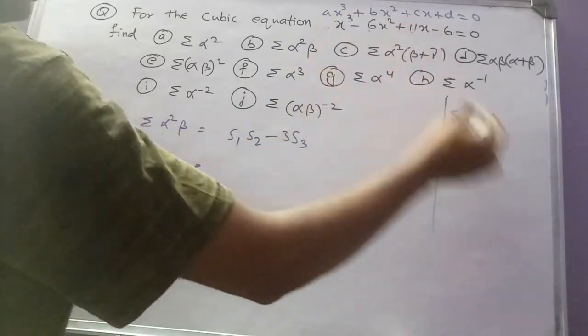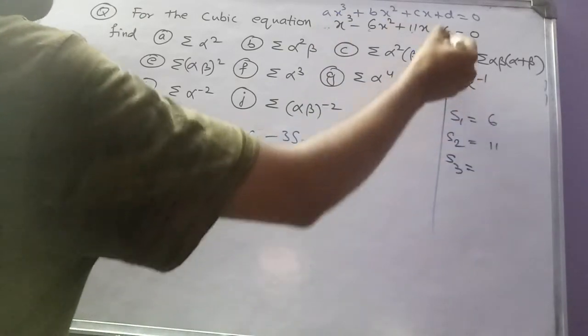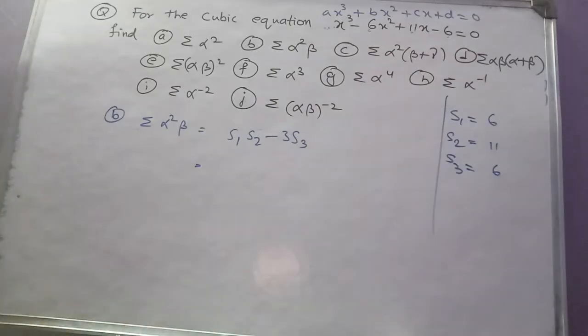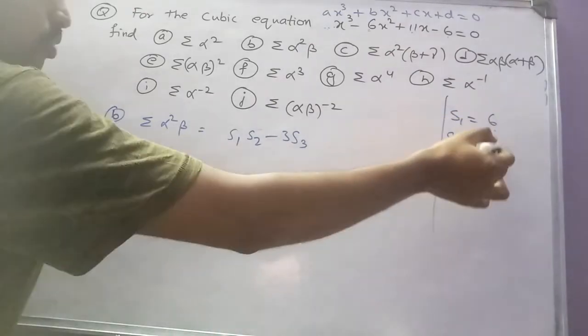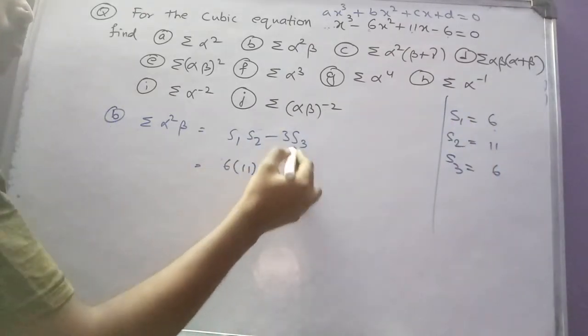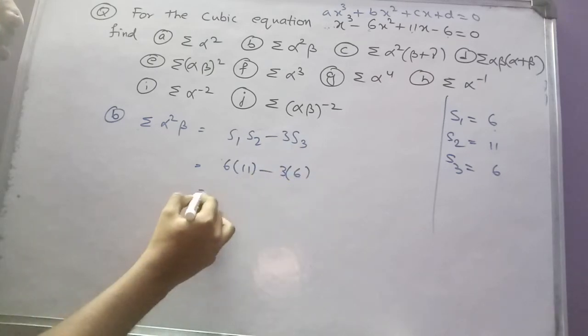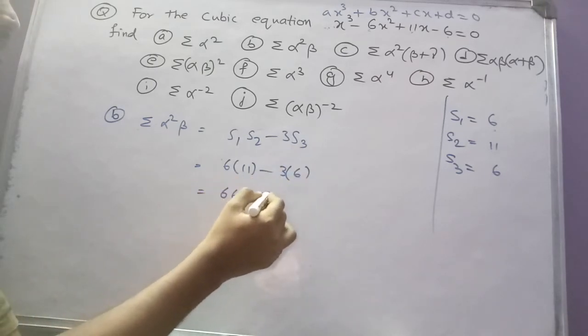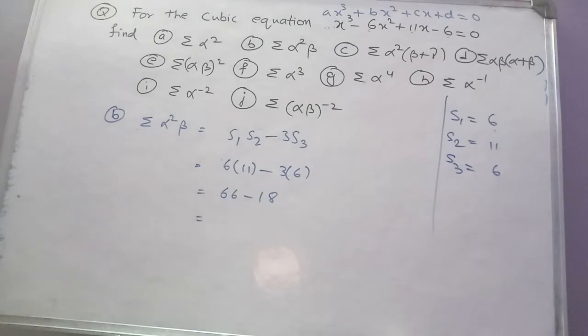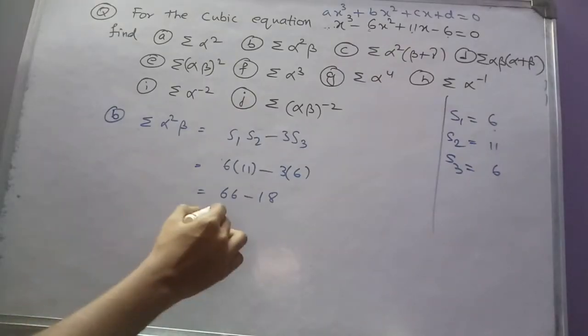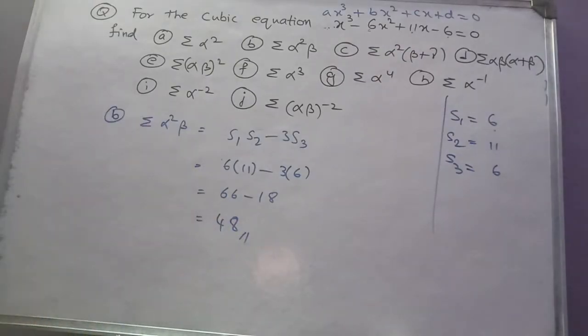S2 means c by a, which is 11. And s3 is minus d by a, which is again 6 only. Right? So s1 s2, that means 6 into 11 minus 3 times s3, which is 6. So 66 minus 18. So how much do you get? Will you get 48? Yes, it is 48. Therefore, sigma alpha square beta value is 48.